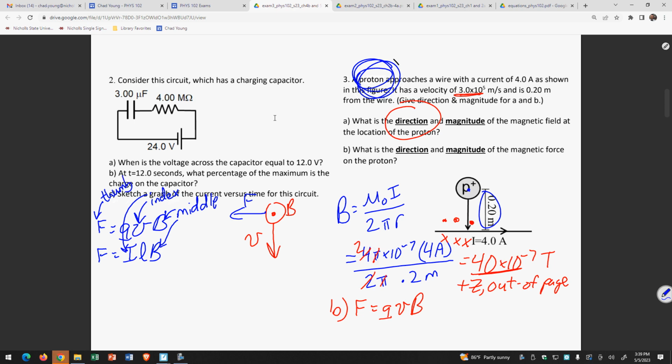All right. So, for example, if V is in this direction, and B is down, that means that the magnetic field, or excuse me, the magnetic force is into the page. All right. Oh, it's out of the page.